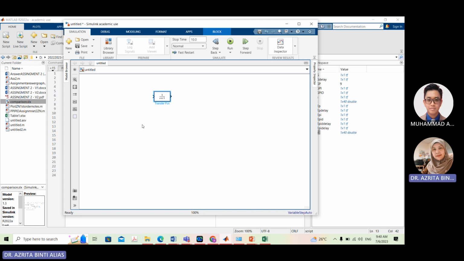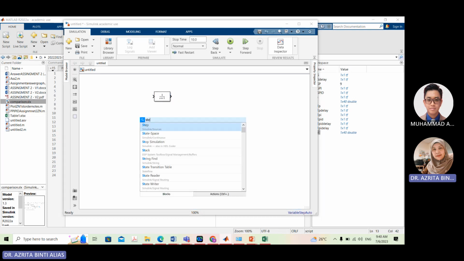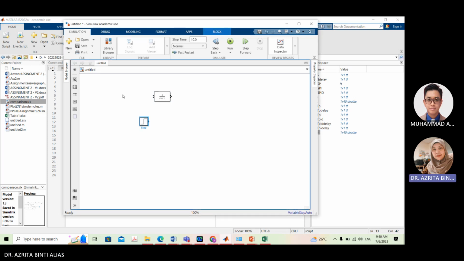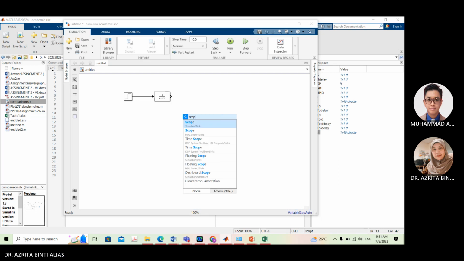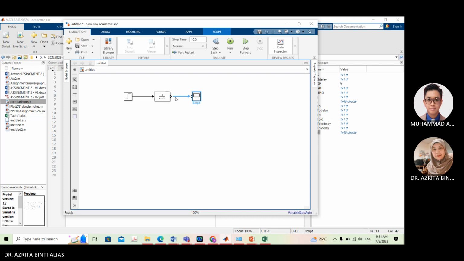Okay, and then we will give the step input. So you just click the step, and it will appear. So connect. And then we want to display the output response using the scope. Here. Okay, so the step here.